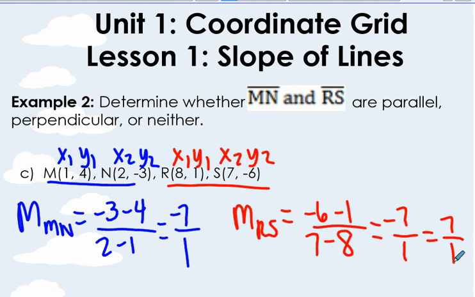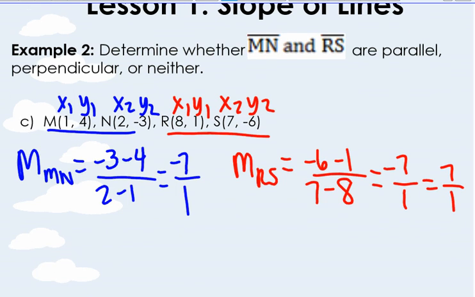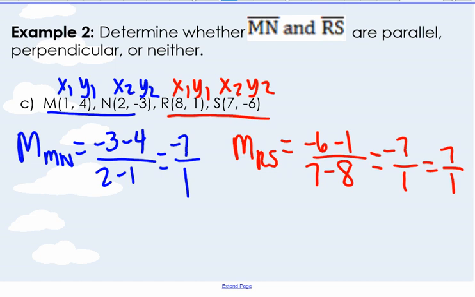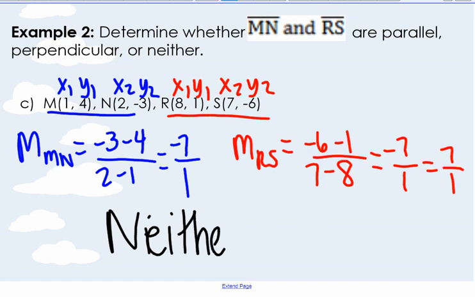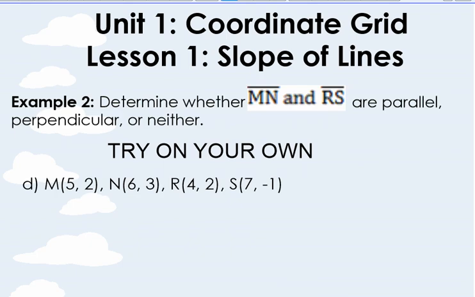Now these are opposite, right? So that's one thing for perpendicular, but they are not reciprocals. They have to be both in order to be perpendicular. And in order to be parallel, they have to be exactly the same. So therefore, these are going to be neither. Okay, because it doesn't fit our criteria perfectly.